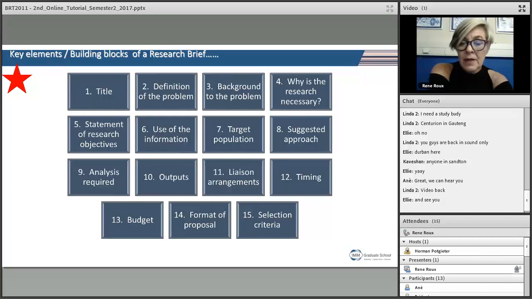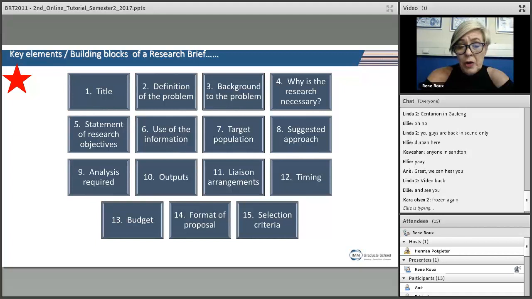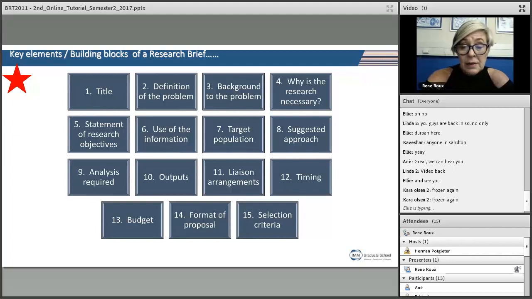Okay, so yes, the last time that we spoke, we talked about the outputs, where you really have to tell the research house in your briefing exactly what the outputs are. Then liaison arrangements, also very important. The research supplier needs to know who they can contact in the organization if they have questions, concerns, or want to give an update. So they need to know who their contact is, what the details are, and also how they can contact the person.